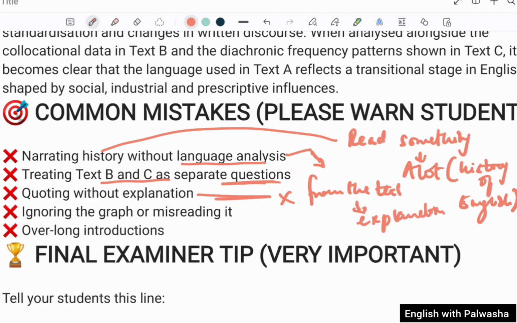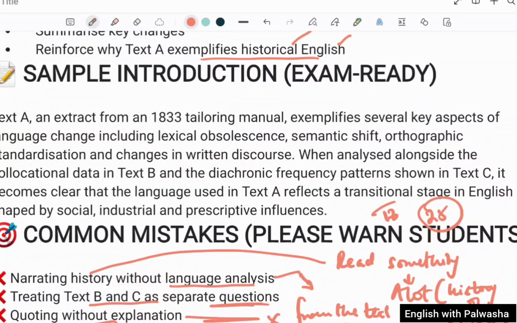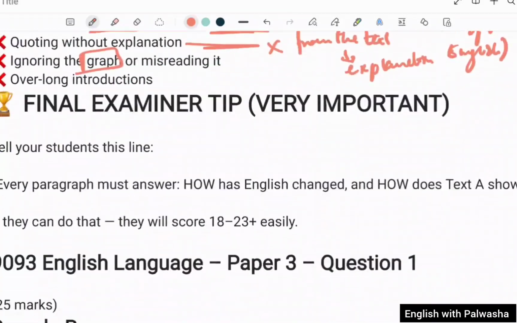Ignoring the graph or misreading it: please don't ignore the graph, otherwise you will not get full marks. If the question is 25 marks, you will get out of 18, or maybe out of 20, if you miss that graph. Over-long introductions: please don't do it. Introductions should be no more than 5 to 7 lines.